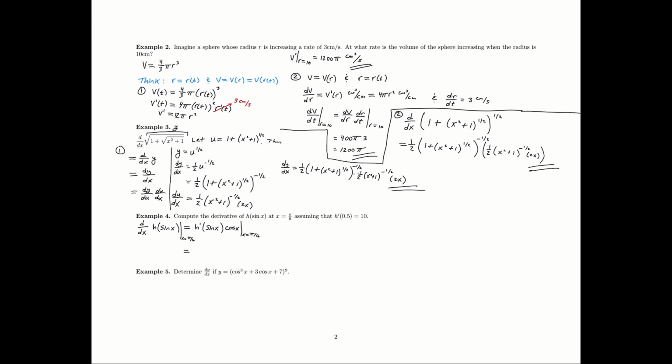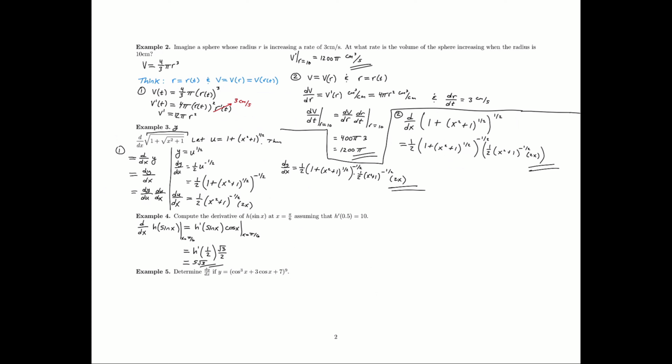So now, if we want this expression at x equals pi over 6, this would be h prime of sine of pi over 6. Sine of pi over 6 is a half. Cosine of pi over 6 is root 3 over 2. And we're told that h prime of a half is 10. So this would be 5 square roots of 3 after the 1 half and 10 reduce.